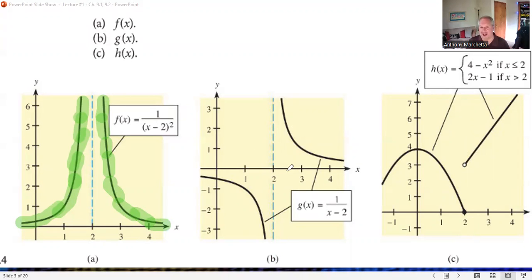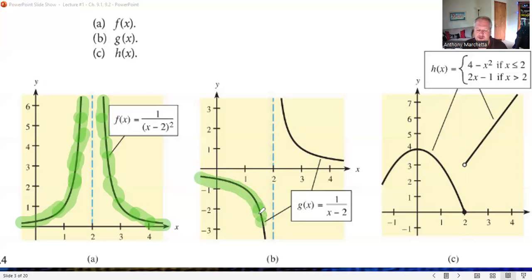Depends on who you ask and what college you're going to, but the answer is either does not exist or positive infinity, because infinity isn't a limit anyway. So it depends on who you ask. So for f of x, what is the limit as x approaches 2? The answer is infinity. Now, for g of x, let's approach 2 from the left.